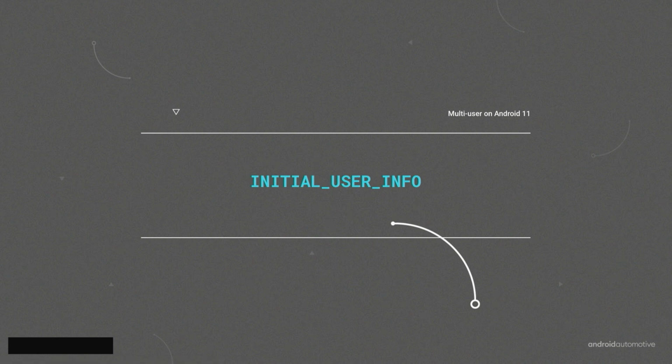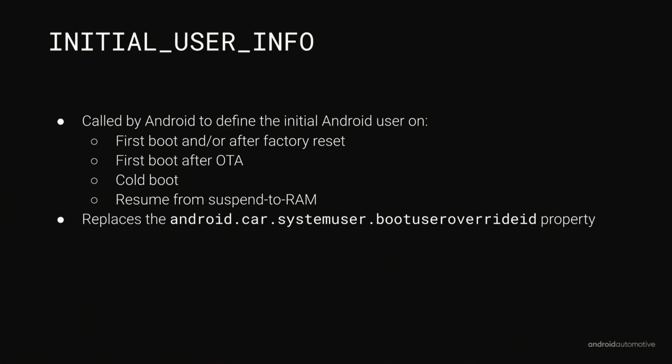So let's start with initial user info. This property is called when the Android starts. And the idea is we need to remember when Android starts, it starts as user 0. So we want to ask which user should be run, like how can we switch from user 0 to the real user. So this is going to be called on multiple steps.